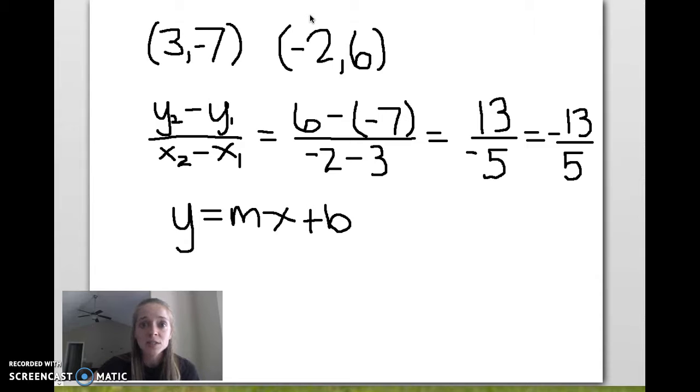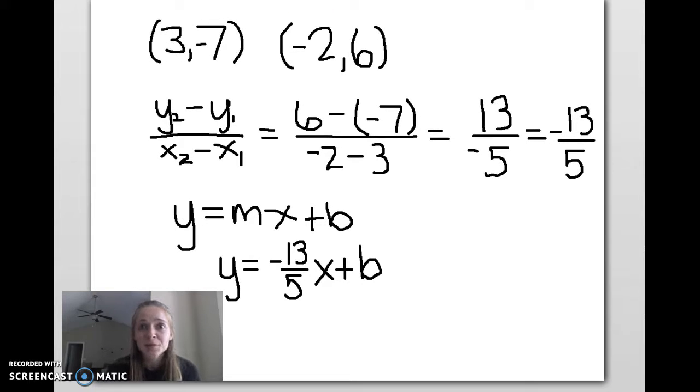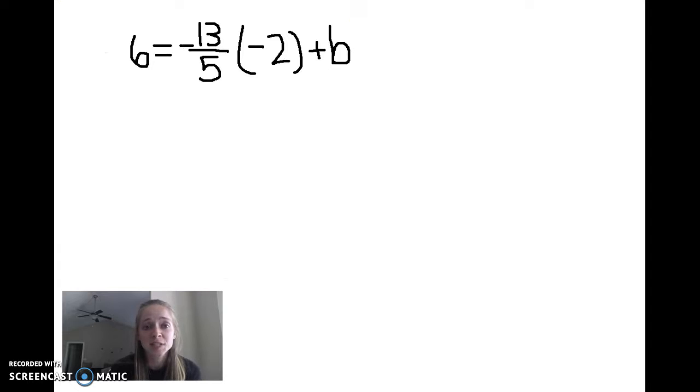So the very first thing I'm going to do is plug in what I know the slope is. So now I have y equals -13/5 x plus b, because again, I don't know what b is yet. So I'm going to choose one of my points to plug in for x and y. It really doesn't matter which one, just whichever one I like more. So I'm going to choose the -2, 6. Not for any specific reason. I could choose 3, -7 if I wanted to instead. So that means I end up with 6 equals -13/5 times -2 plus b.